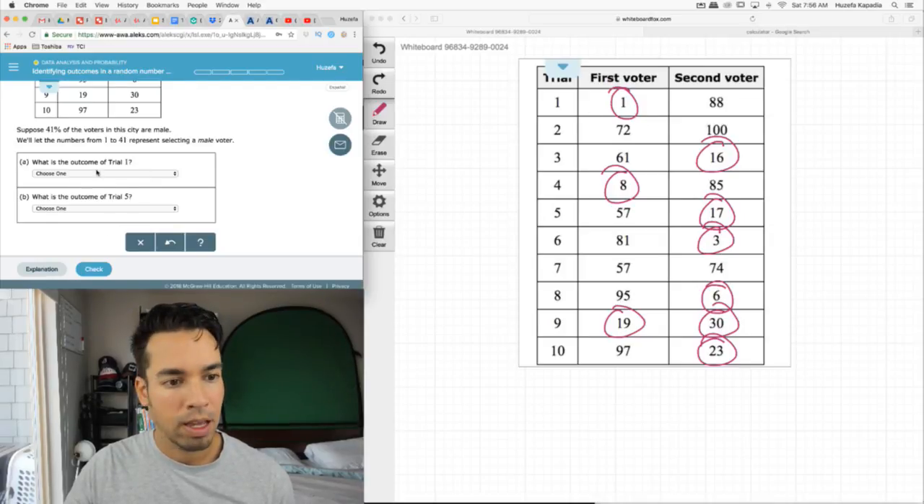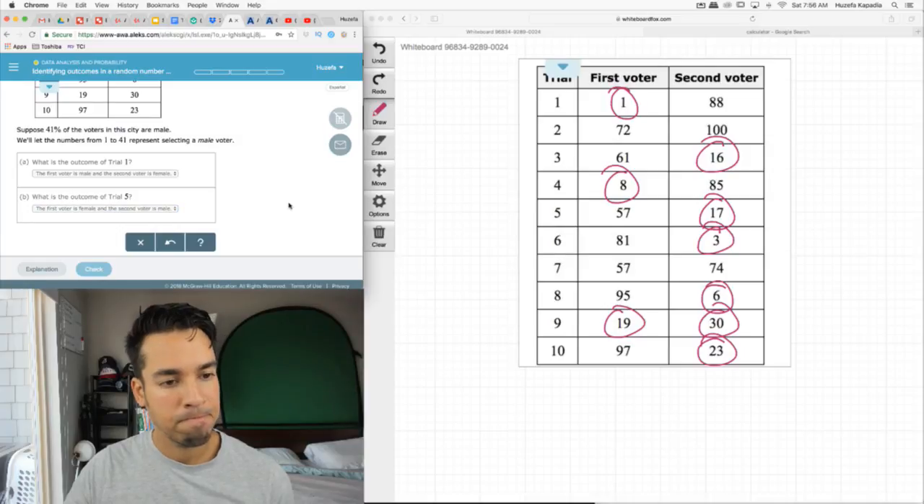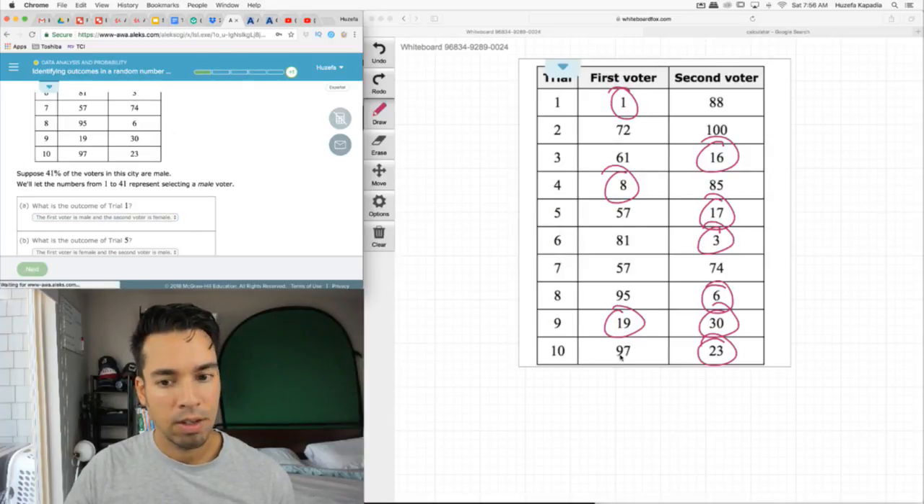What is the outcome of trial 1? We have 1 male and 1 female. The first voter is male and the second voter is female. What is the outcome of trial 5? It looks like female, male. The first voter is female, second voter is male. Okay. Next.